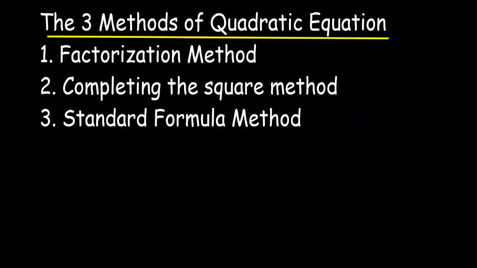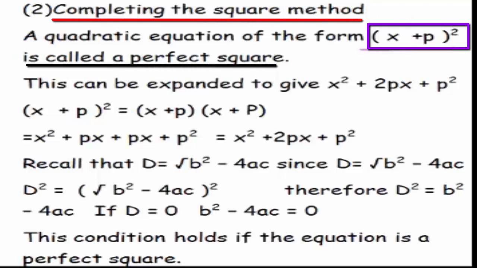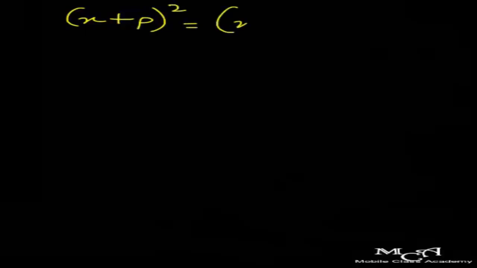Now, looking at the board, the expression x plus p all squared is called a perfect square. How do we show that it's actually a perfect square? The expression x plus p all squared is saying x plus p bracket x plus p. So I can open the two brackets.